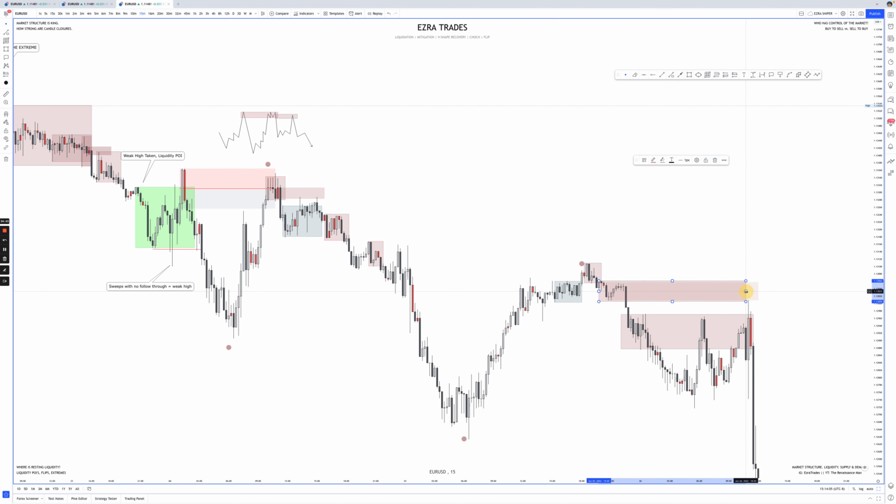And in this case, what do we have? This swept, it did not break structure to the upside. So this is still valid. So when we break structure to the downside here, right, we're simply respecting these highs.